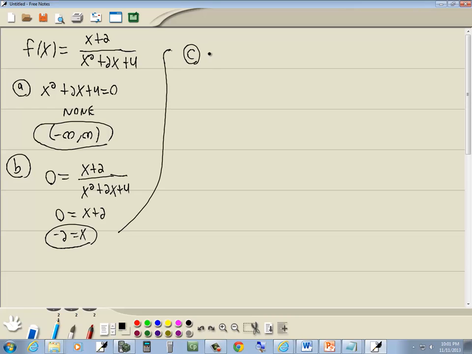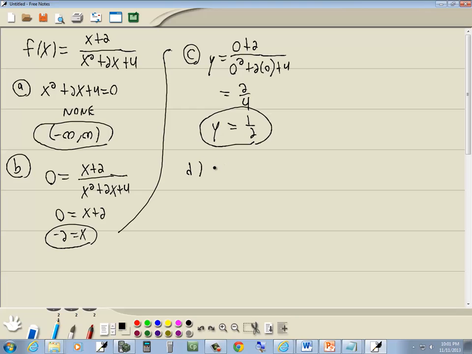Now our y-intercept. You always plug 0 into the other variable, so we're finding the y-intercept, so we'll plug 0 in for x. So we got 0 plus 2 over 0 squared plus 2 times 0 plus 4. Those zeros all drop away, and we got 2 over 4, or 1/2. And that's our y-intercept.